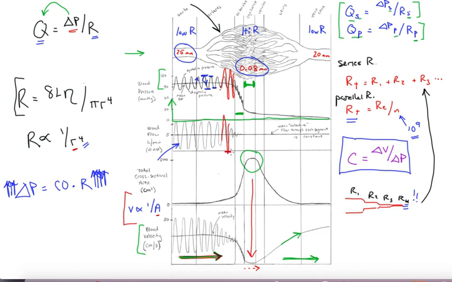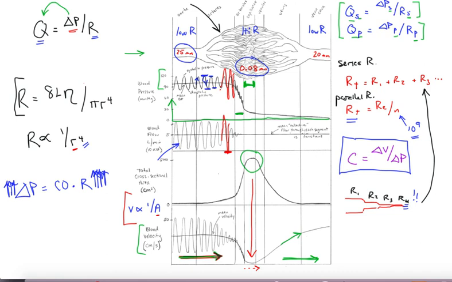And remember, if it goes down here, that's a flow of zero. You don't want no flow in between heartbeats. You want the flow to be consistent. You're going to get some pulsatility, but we want to minimize it through this elastance of the large arteries.